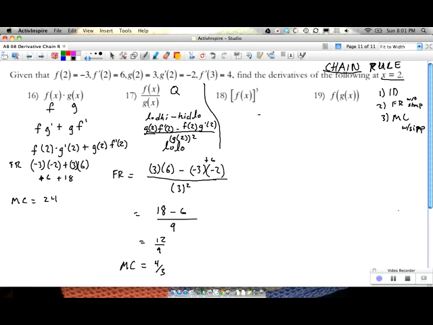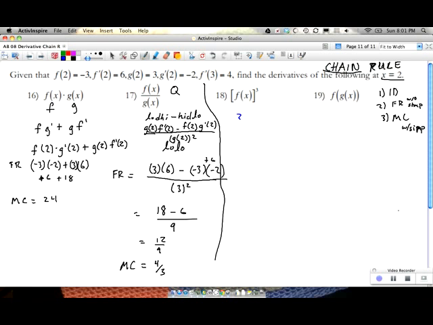Okay, let's look at this one now. Now we're getting into using the chain rule just a little bit. Let's switch colors here as well. Why? Just because. No particular reason. Actually, to kind of differentiate our eyes.